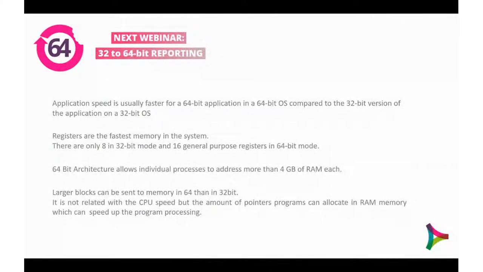The application speed is faster for a 64-bit application on a 64-bit operating system compared to a 32-bit version of the same operating system. The difference is that in 32-bit mode, we can allocate 8 registers on the RAM, while on 64-bit we end up aligning 64 registers. So a 64-bit architecture allows processes and software to allocate more than 4 gigs of RAM when they are processing. Bigger blocks can be sent to memory. It's not related to the CPU speed, but mostly the amount that the software can put on RAM memory, so it can process and get information faster.